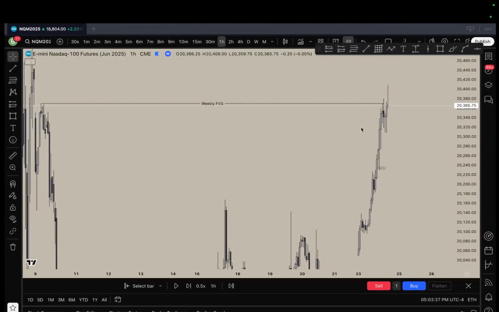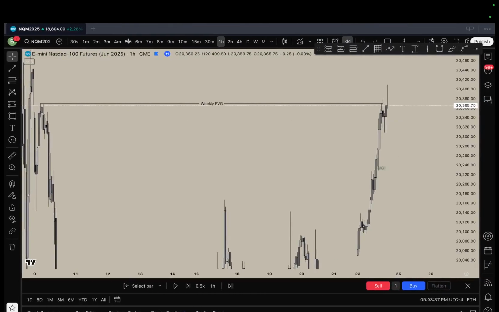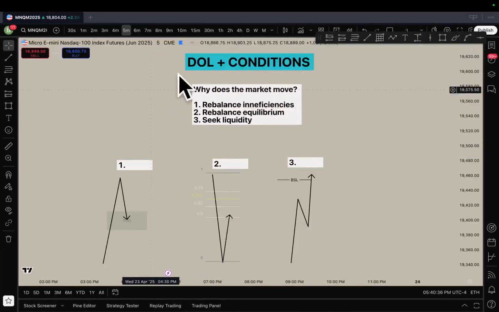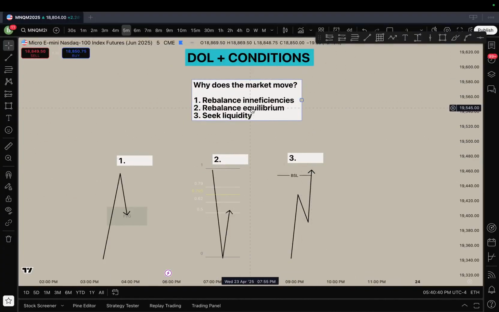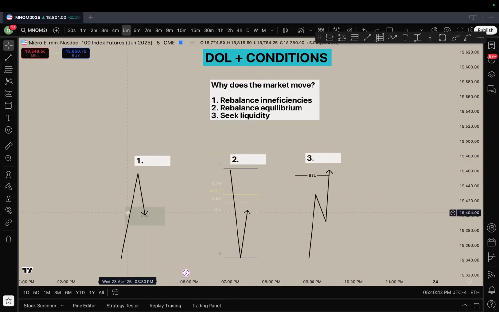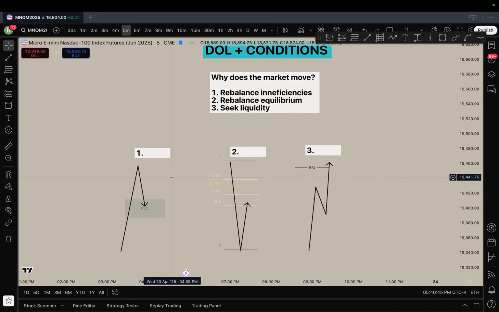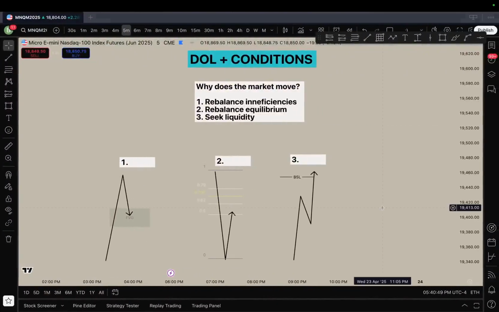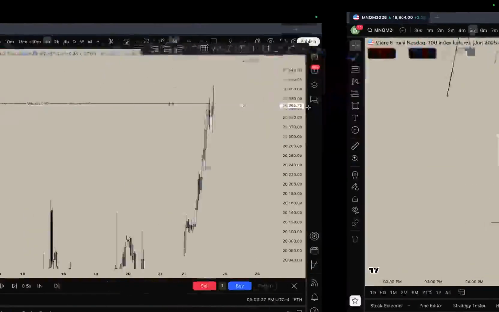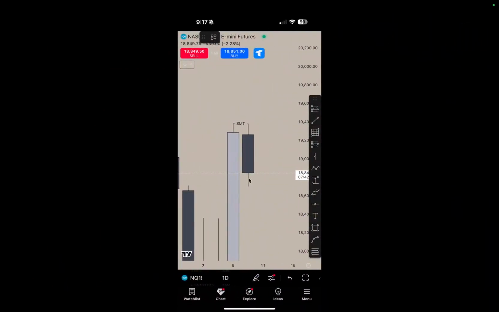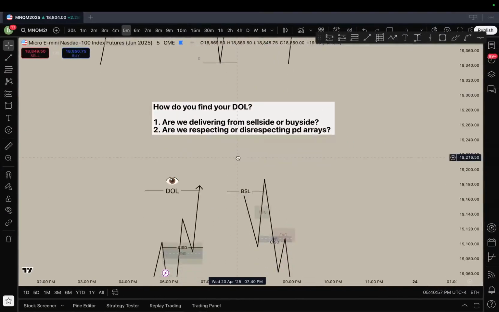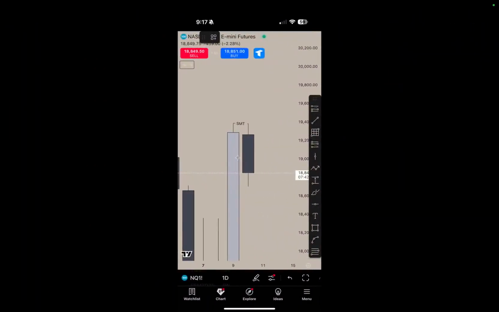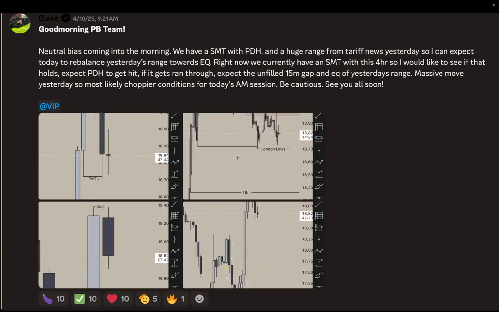So what are we doing in this scenario? Again, to really ingrain this in your head, why is the market moving? Well, in this scenario, the market would be moving lower to rebalance equilibrium, right? Because we have that huge range, and also to rebalance those inefficiencies that we have lower. All right. Next up, are we delivering from buy-side liquidity or sell-side liquidity? Well, we are delivering from buy-side liquidity right here, being that we swept out previous day high. And then are we respecting or disrespecting PD arrays? Well, we're respecting these bearish PD arrays at the moment.